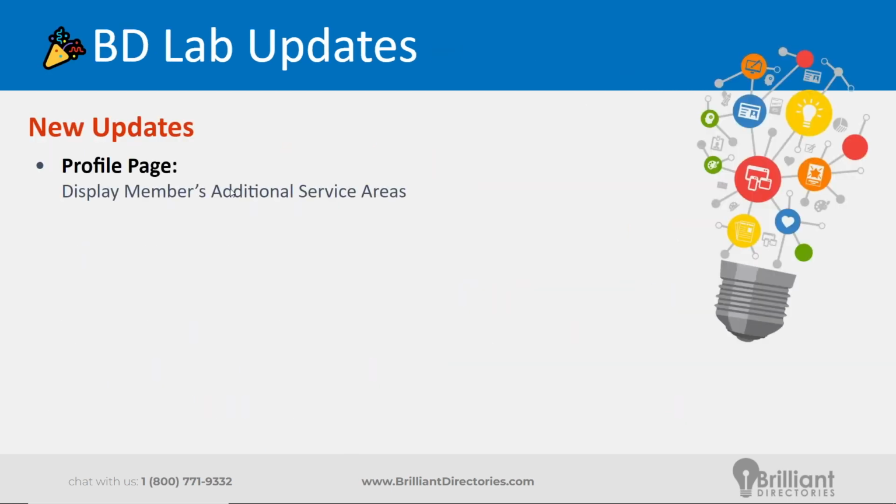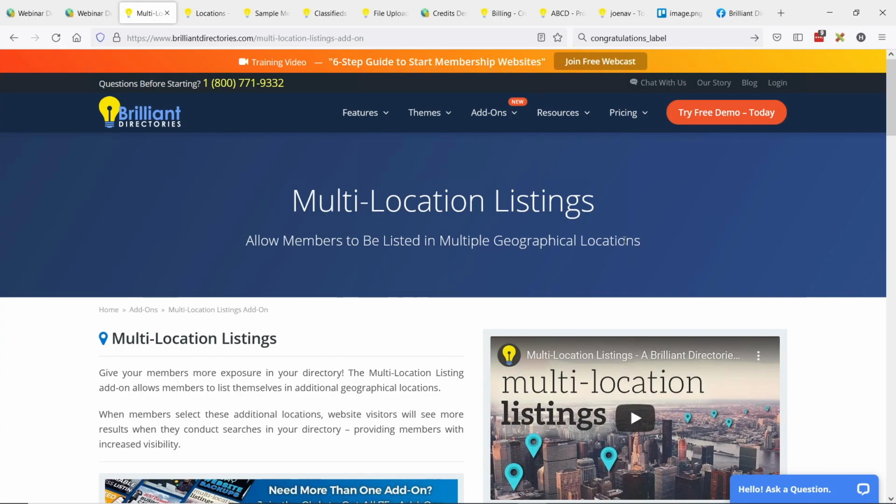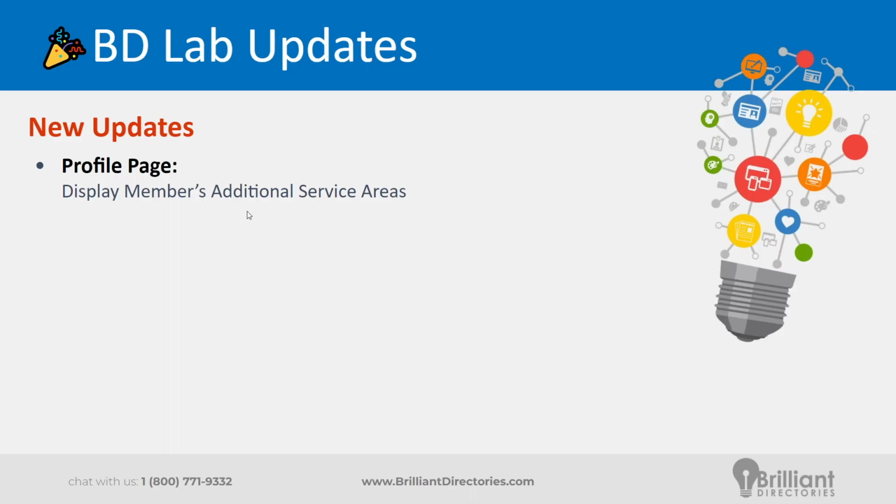All right, and we have a small handful of BD Lab updates. I'll breeze right through these before we get into the tip of the week. This first one is something I mentioned that was coming soon in the previous webinar. It's now released on the members profile page. If you have the multi-location listings add-on, this allows members to be found in location searches that are beyond their main office address. So maybe my main address is in Los Angeles, California, but I also service Sacramento, California, or New York. So with the add-on, members can select additional areas they service, and that gives them more visibility on your website.